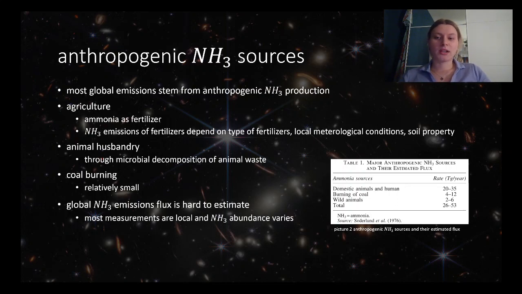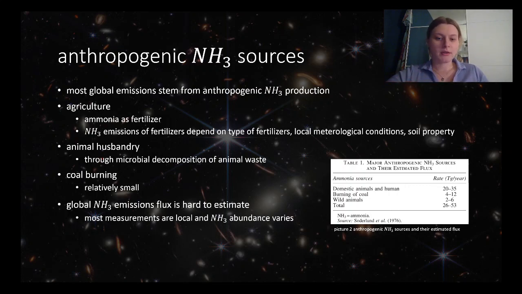The most global emissions stem from anthropogenic NH3 production. For example, which you probably know about, is agriculture, where ammonia is used as a fertilizer. The emissions of NH3 from fertilizers heavily depend on the type of fertilizers, the local meteorological conditions, and the soil property. Another NH3 source is animal husbandry. And through microbial decomposition of animal waste, NH3 gets produced.